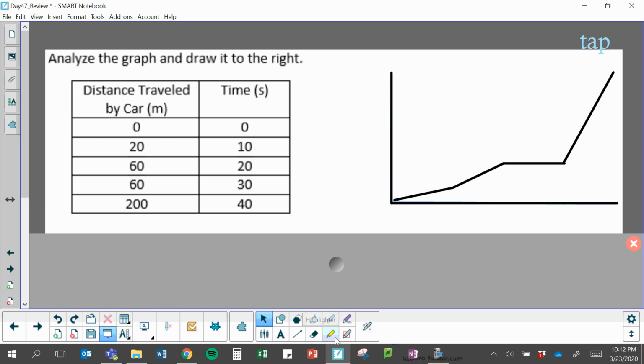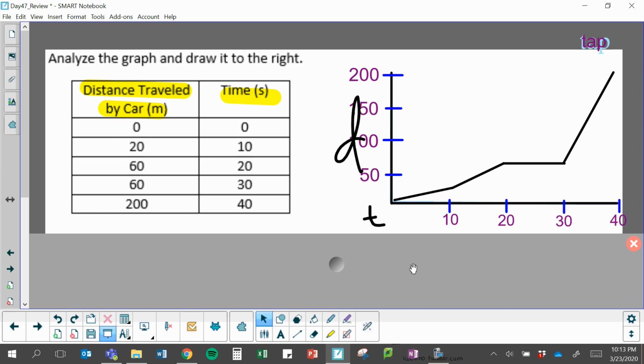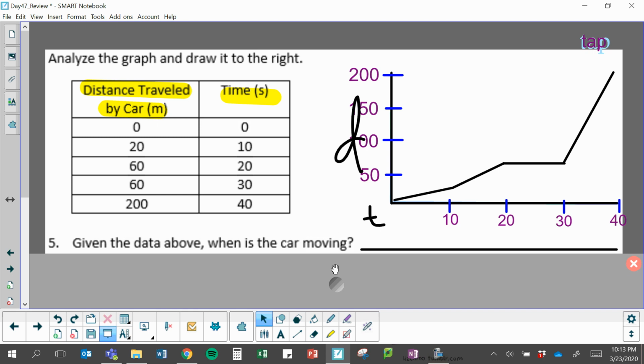Here we're given some data: the distance traveled by a car in meters and time in seconds. When we graph this, we put distance on the y-axis and time on the x-axis. We have a point at 0, 0; 10 seconds, 20 meters; 20 seconds, 60 meters; 30 seconds, 60 meters; and 40 seconds, 200 meters. Our first question is, given the data above, when is the car moving?